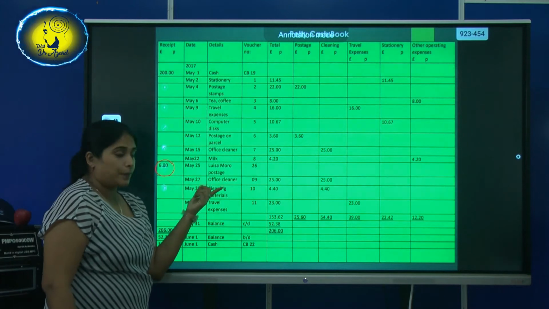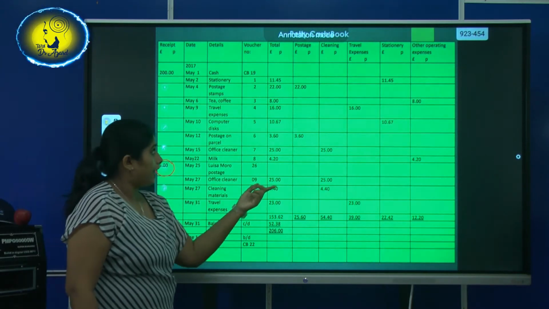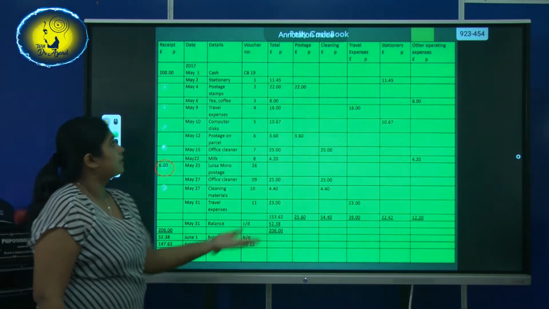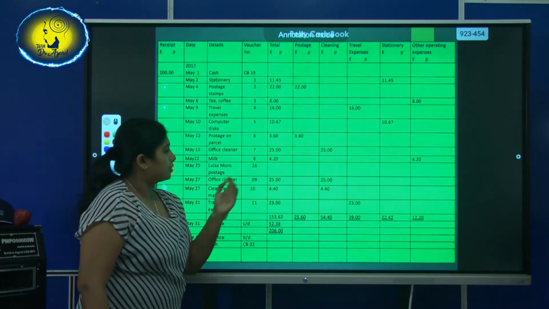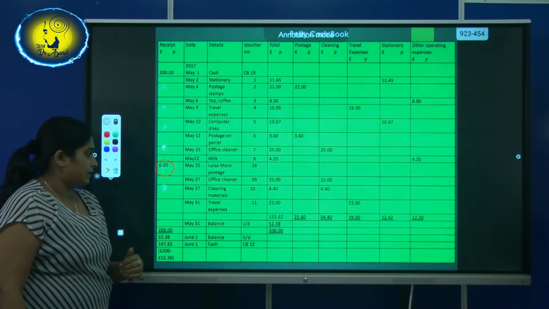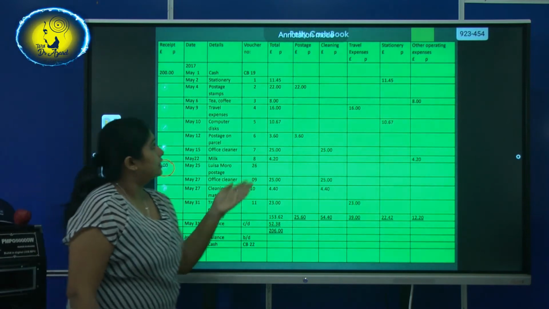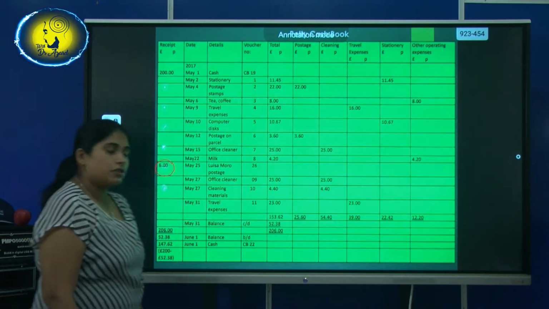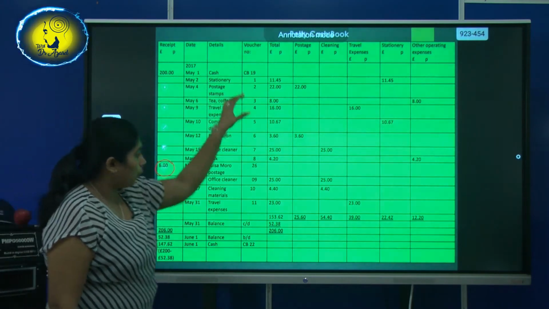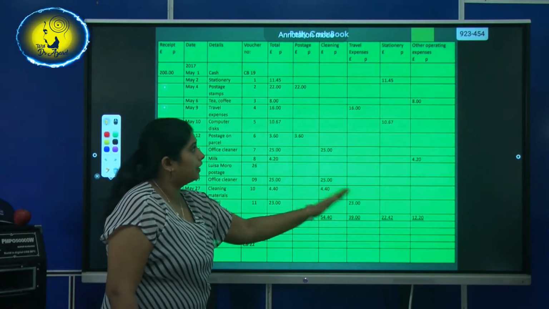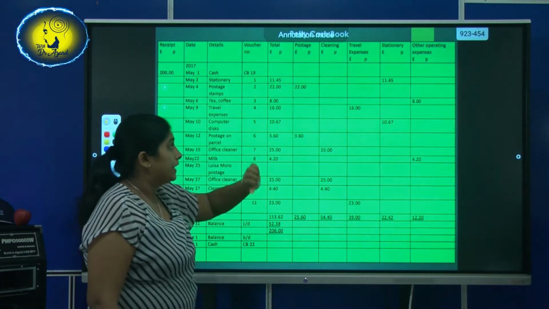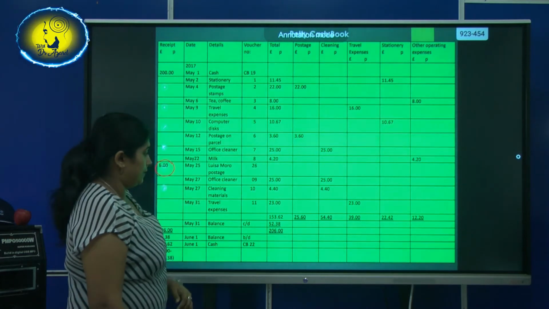Then again we have spent on office cleaner 25, and the specific column is cleaning. Cleaning material you have purchased, you will record in the total column and the cleaning column. Then travel expenses 23 belongs to the travel expenses column. So likewise you have to write the description, the total, and once in the particular column. Remember, children, these analysis columns differ from business to business.